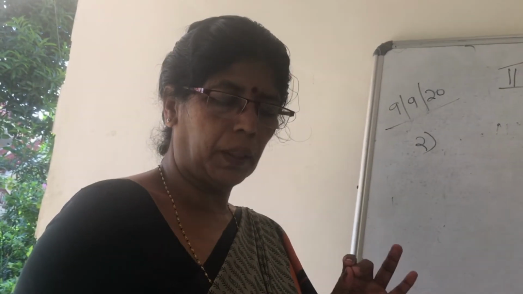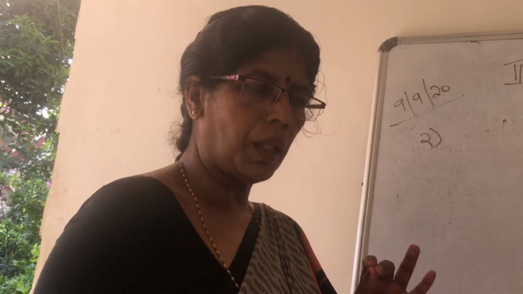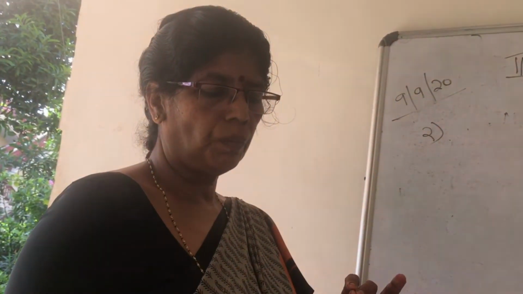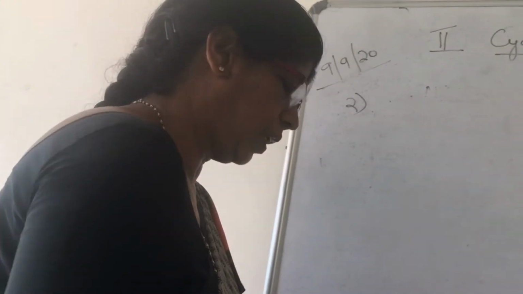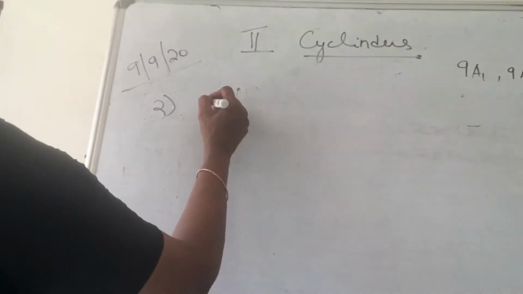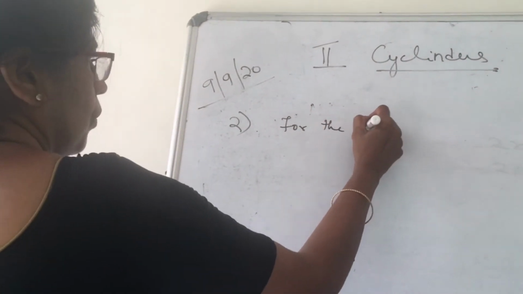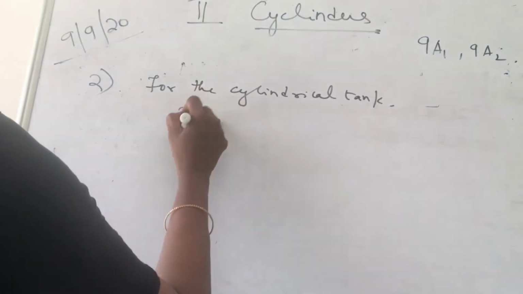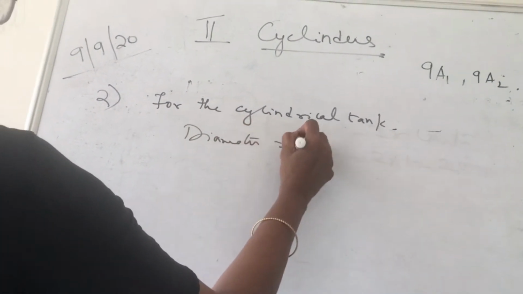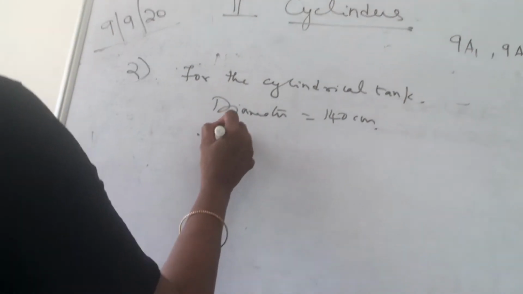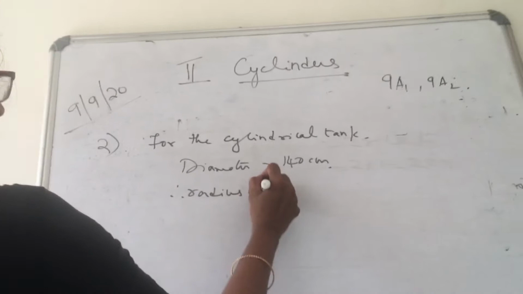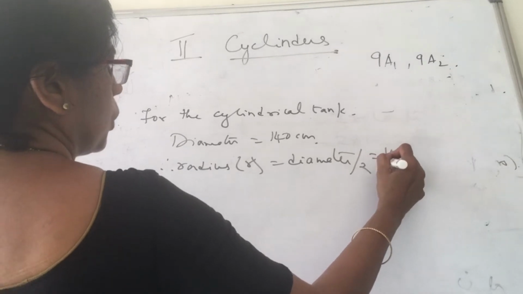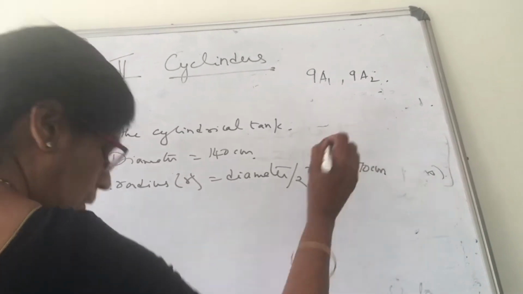From the beginning, I have been telling children, whenever you want to make a solid, which area are you going to find out? Can you guess? It is the TSA. For the cylindrical tank, you are given the diameter. How much is the diameter? Diameter is 140 centimeters. Whenever you know the diameter, what will we find out, girls? Radius, that is equal to diameter by 2, 140 by 2, that is equal to 70 centimeters.